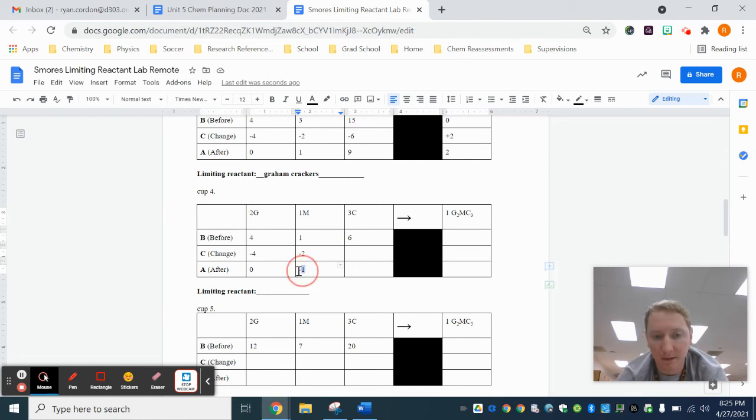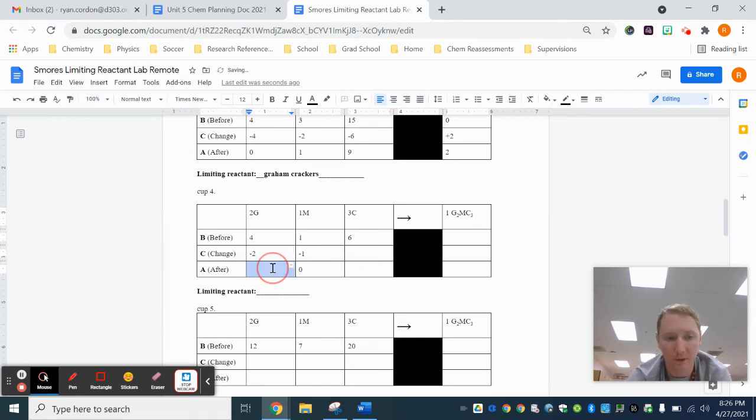Okay, so this is telling me, nope, we guessed incorrectly. We know graham crackers don't run out. Let's go ahead and try marshmallows. Well, if marshmallows run out, we would have minus one, and that would go to zero. Again, we need to see if we have enough of the other reactants to even make this happen. So, if I use one marshmallow, how many graham crackers would I use? Well, there's that 1-to-2 ratio, right? So I'm always going to use twice the amount of graham crackers as marshmallows. One marshmallow, twice that amount, would be two graham crackers. We could do two graham crackers if we start with four.